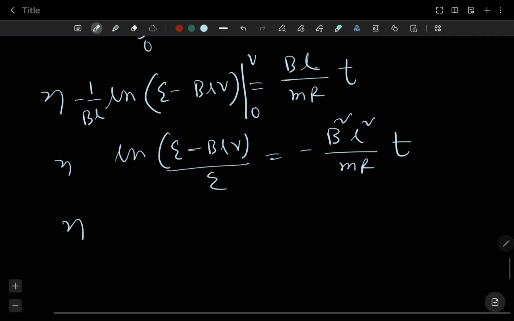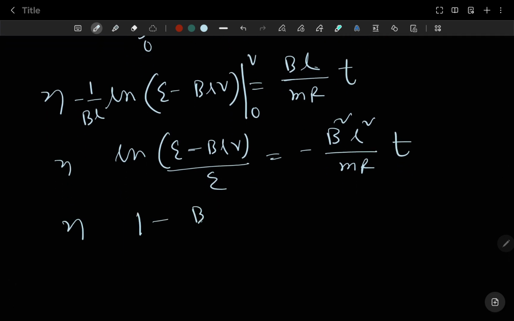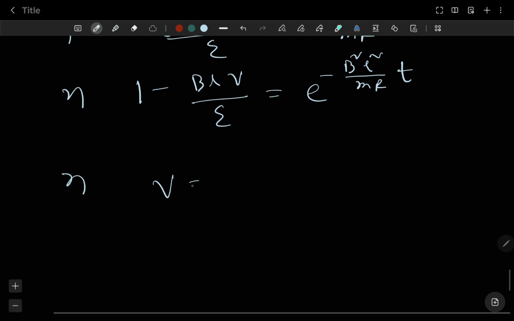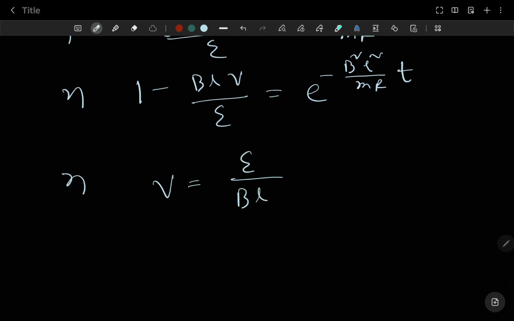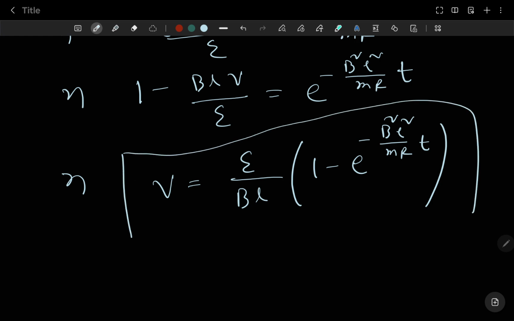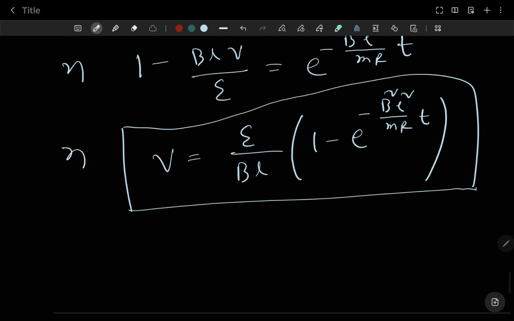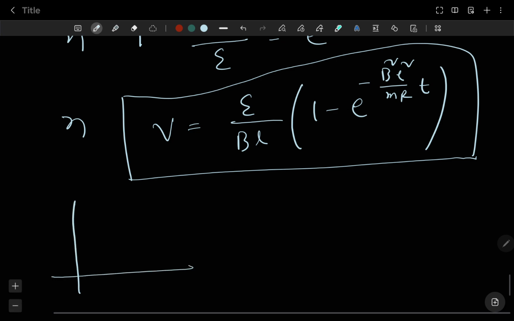So if you distribute it, 1 minus BLV by epsilon, you get e to the power log, the log goes to the other side, antilog, e to the power this by mr into t. So you get v as epsilon by BL into 1 minus e to the power minus B square L square by mr into t. Okay, so here also you are getting a graph, vt graph like this.